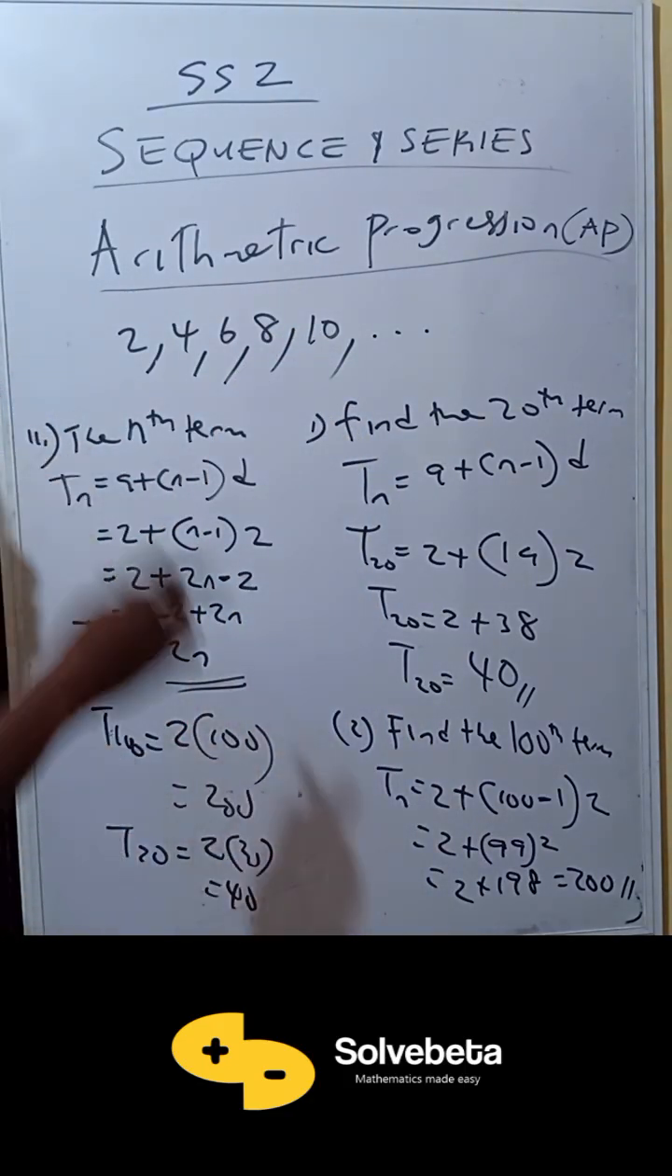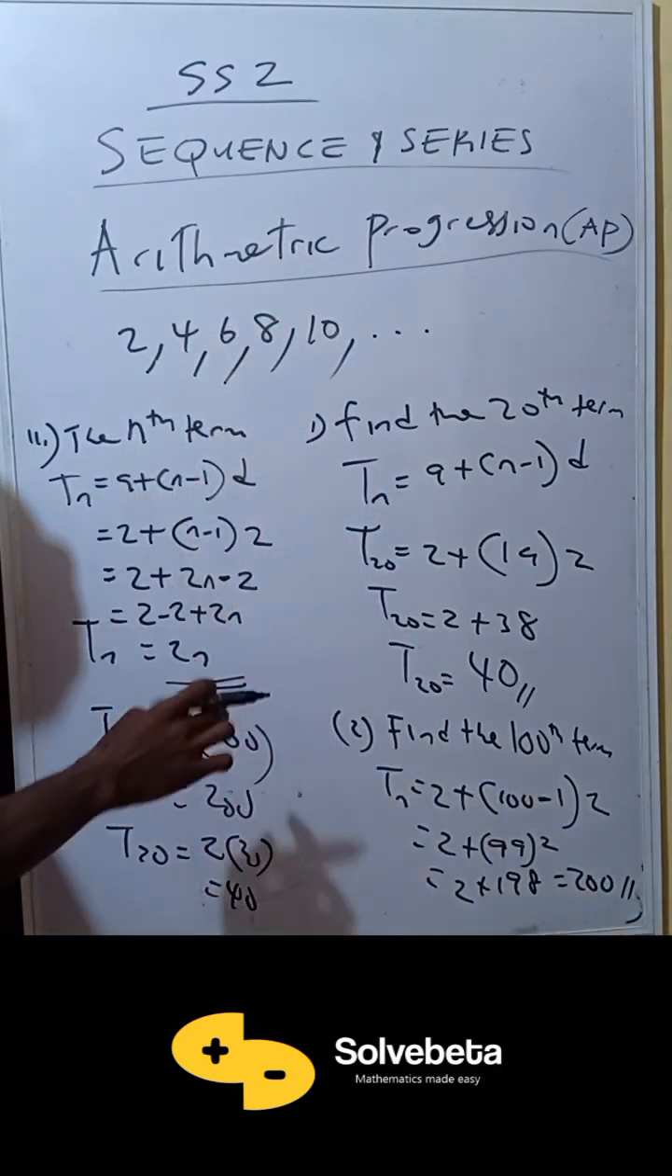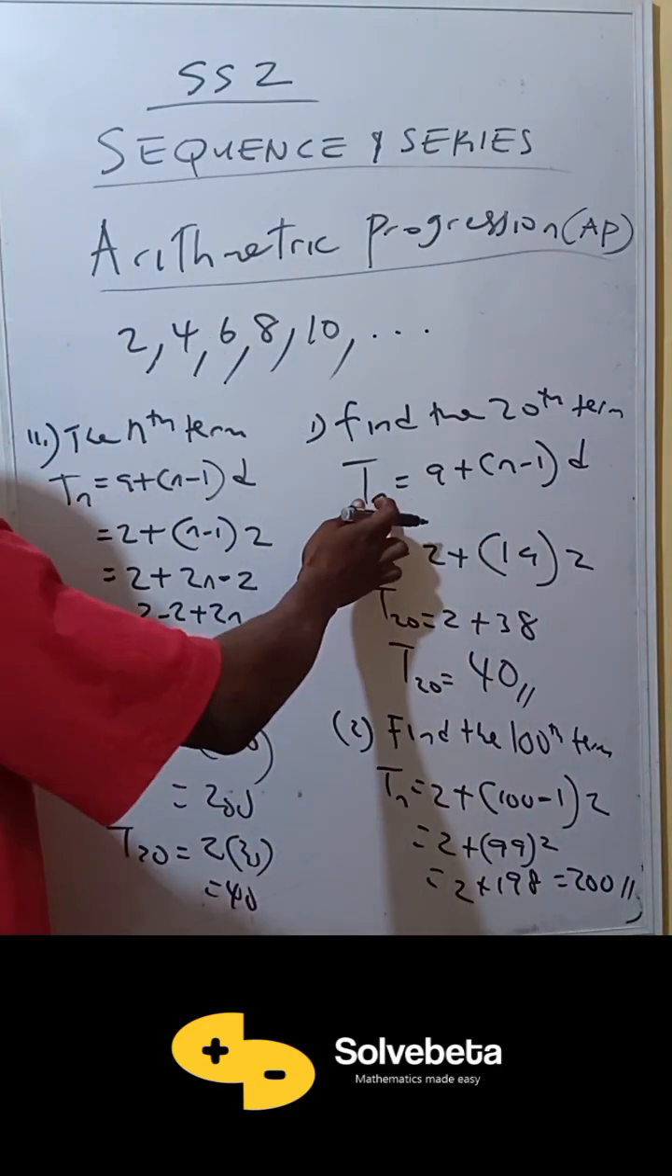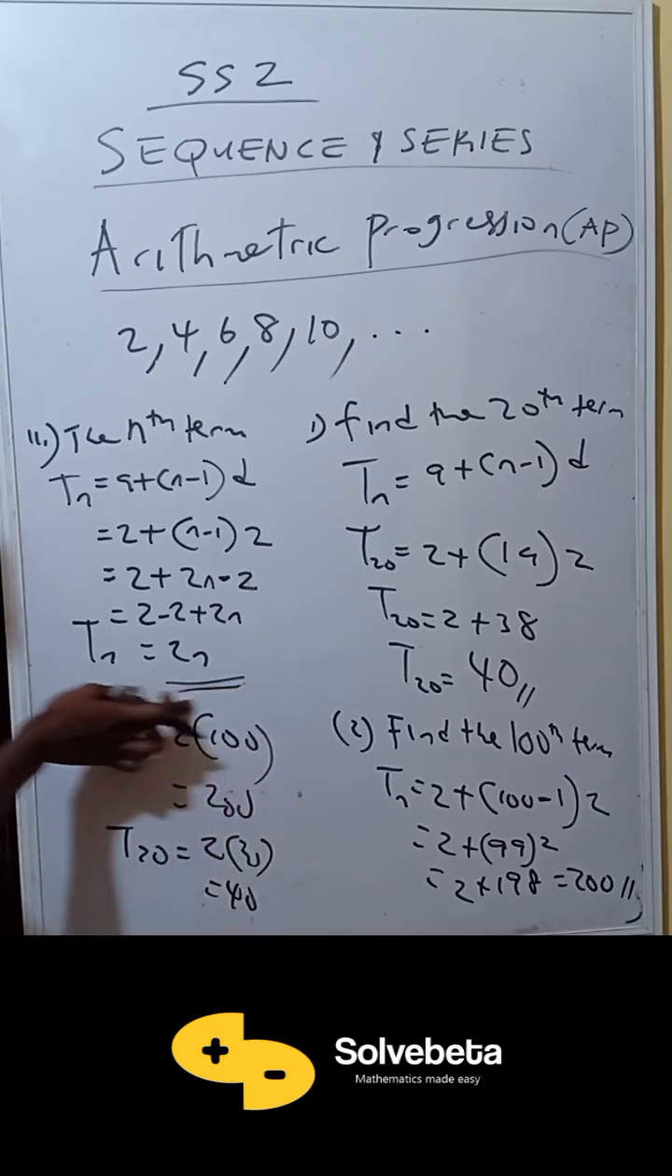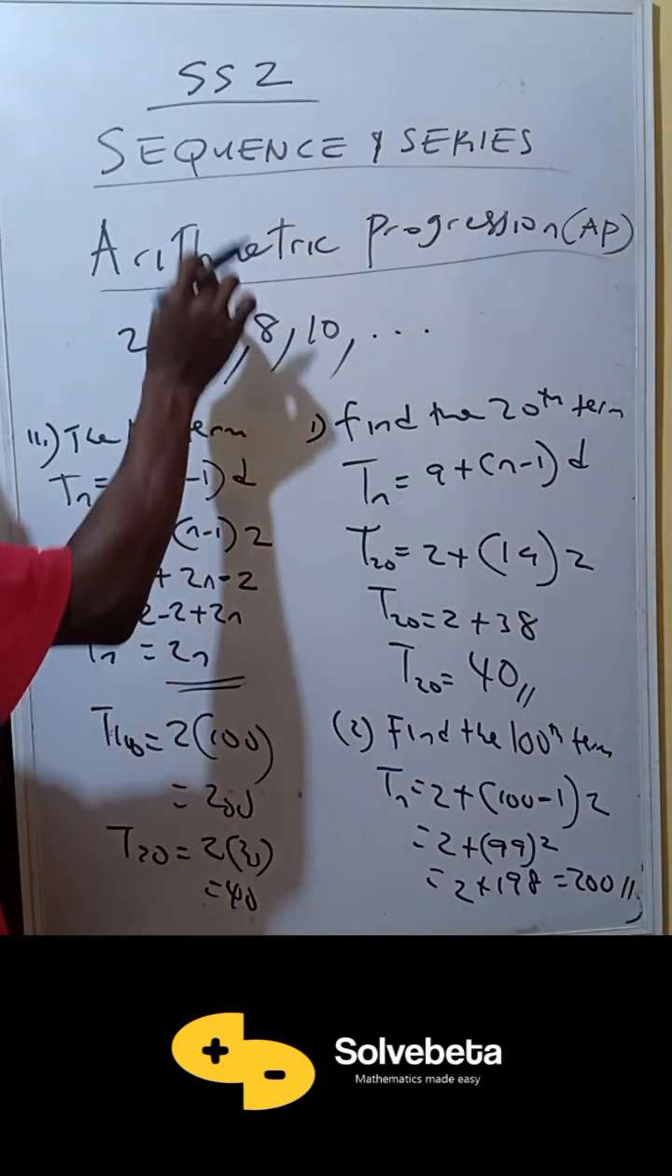It will not work for any other AP, but it will always work for this AP. This is the general formula to get the nth term of all APs, while this is the specific formula to get the nth term of this AP. And this specific formula is gotten from this AP itself.